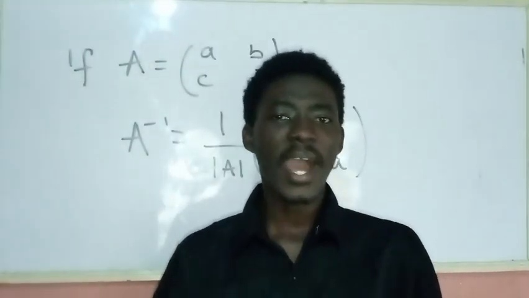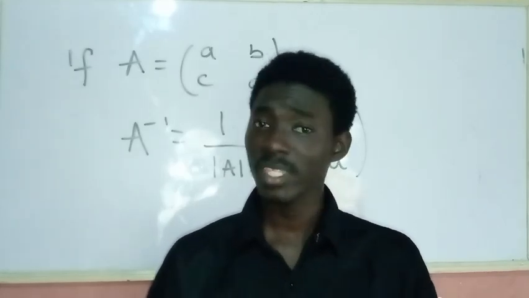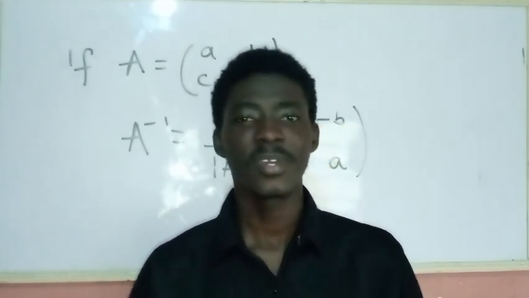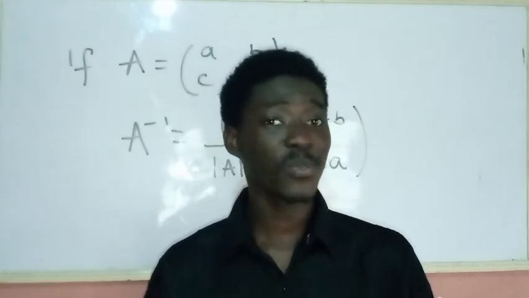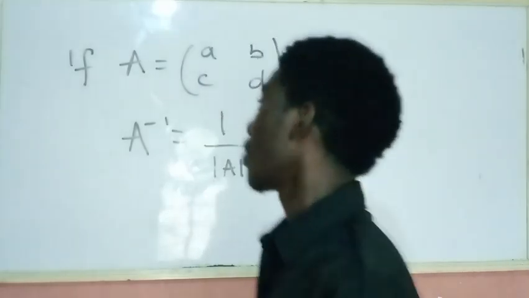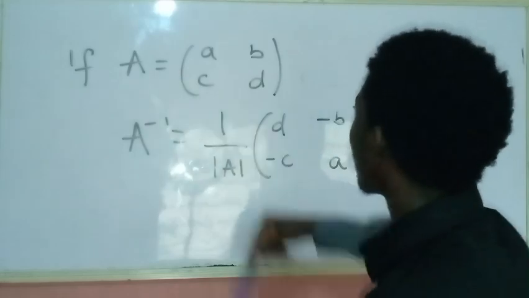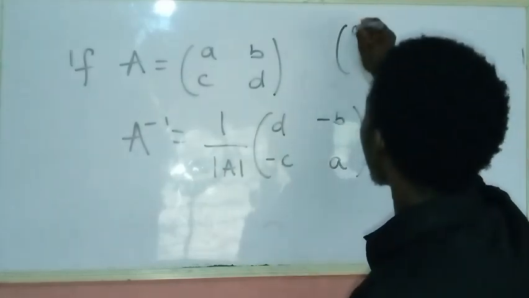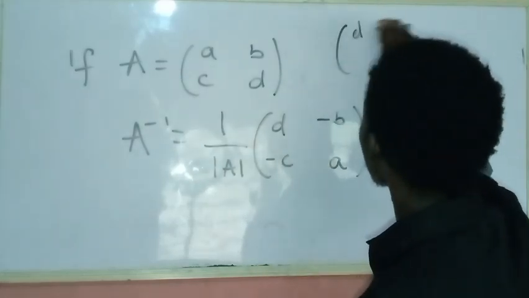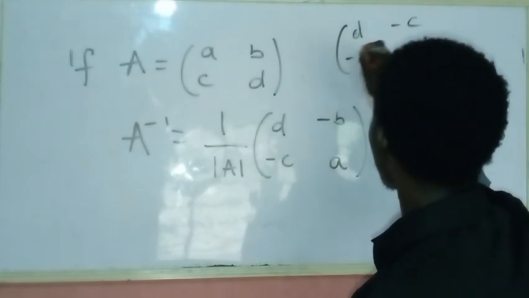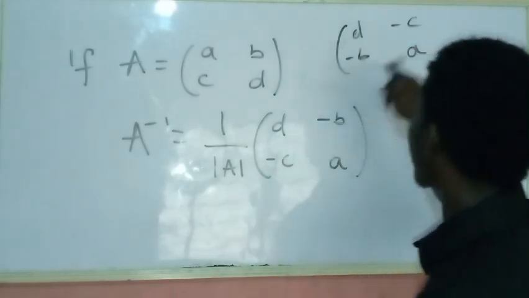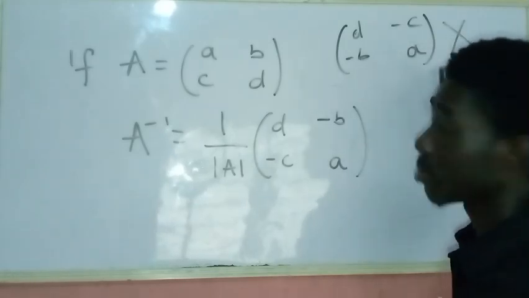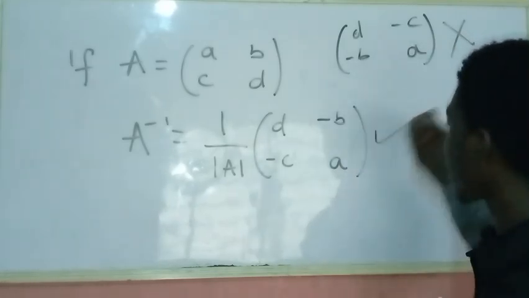Before I start the video, I made a mistake in the 11th minute 14 seconds of the actual video, up to the 12th minute 30 seconds. What I said is I wrote A, D minus C minus B and A. This is wrong. This is the right one.